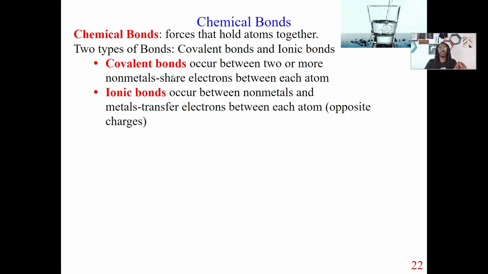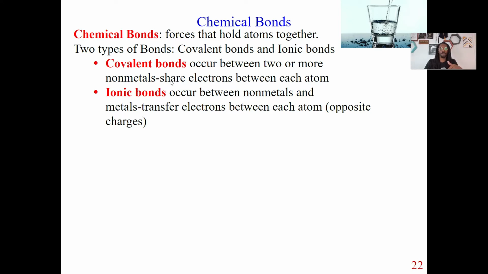Now, specifically, covalent bonds share their electrons. They share their electrons between each other. We'll see how that breaks down when we get to Lewis structures. But right now, I just want you to know that covalent bonds share electrons between each atom. And because they're sharing these electrons, we can only see covalent bonds happen between nonmetals.